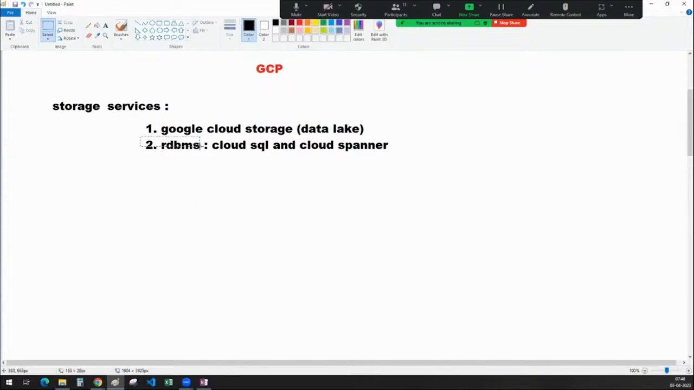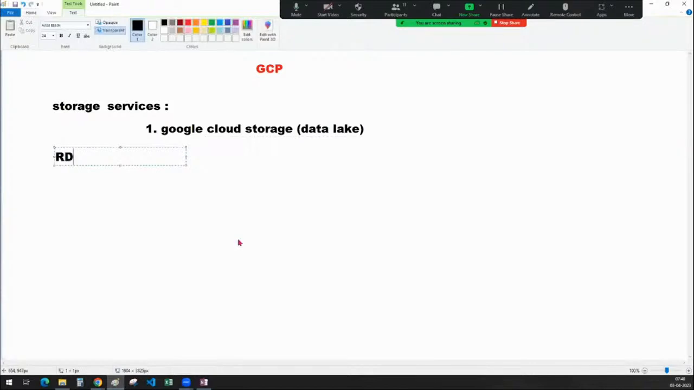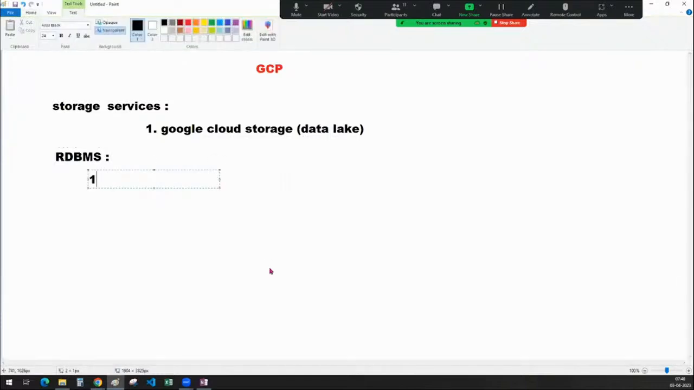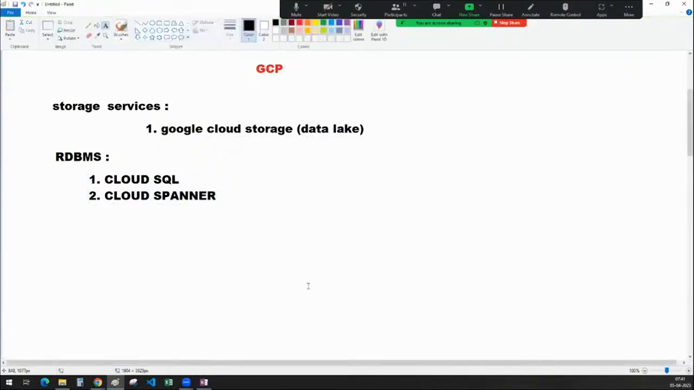Storage services. We have here RDBMS. In RDBMS, we have first one Cloud SQL. Second one is Cloud Spanner. These are the two services that come under RDBMS.